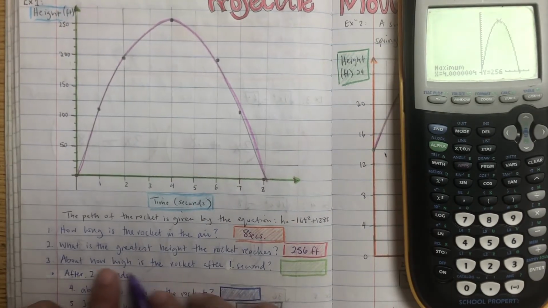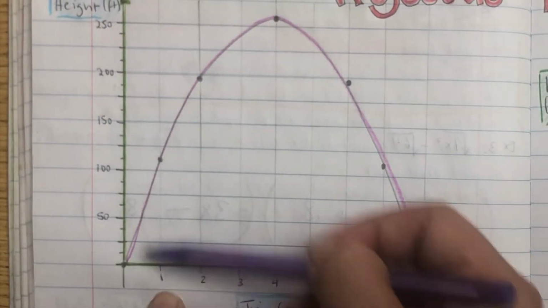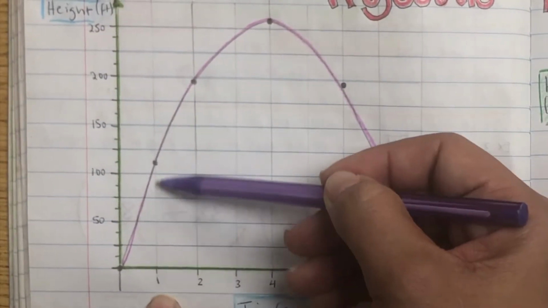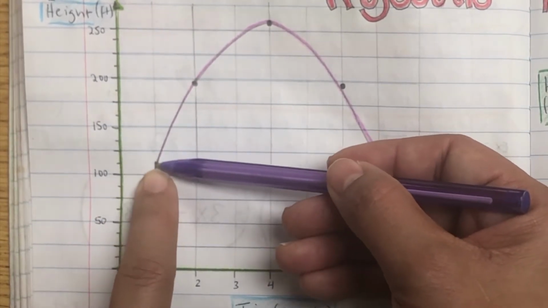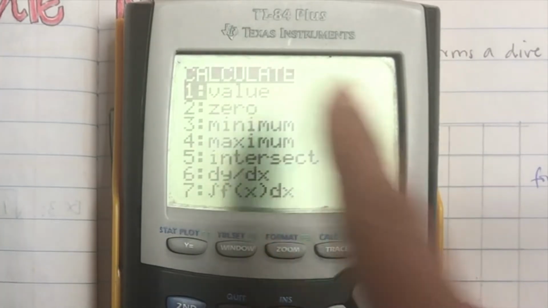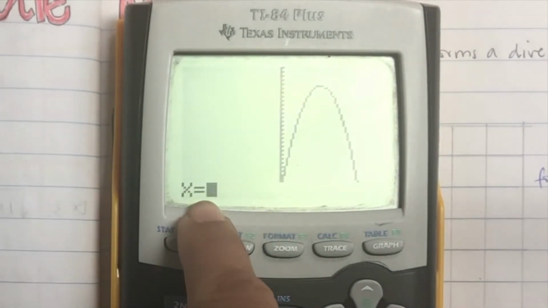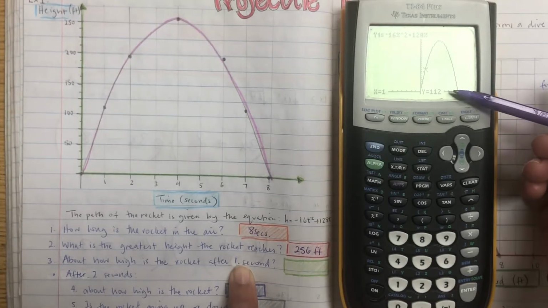All right, how high is the rocket after 1 second? So you go to 1 second. So how high is it? How high is it after 1 second? 1 second, and it's a little bit over 100. This looks like, if that's like 112-ish, 113. And so I go second, calculate, and I want to calculate the value of x at what? At 1. So hit 1. There you go, 112. I was pretty close.